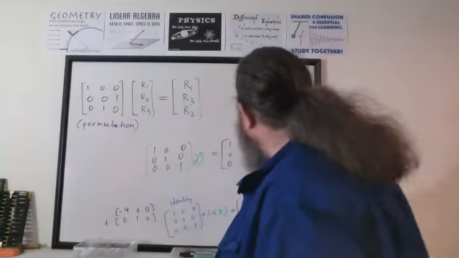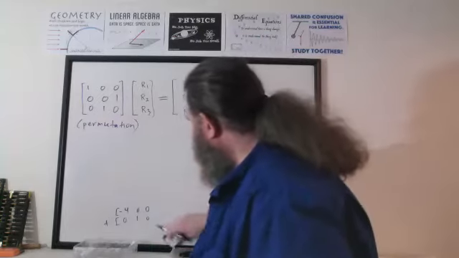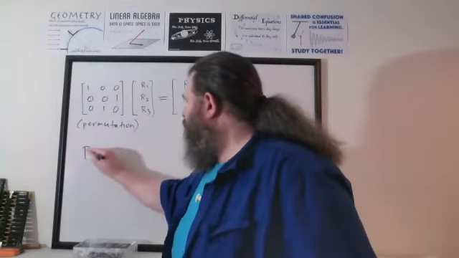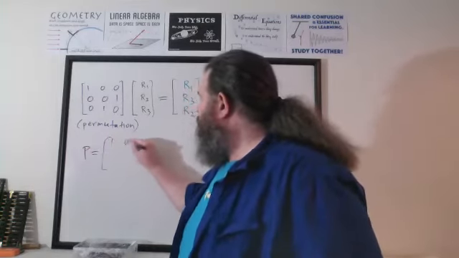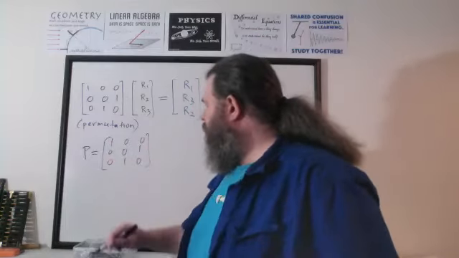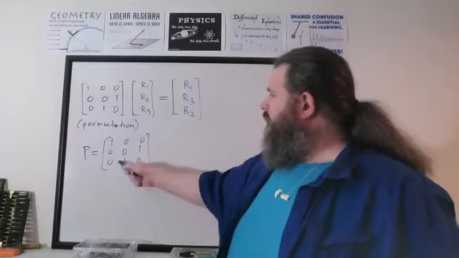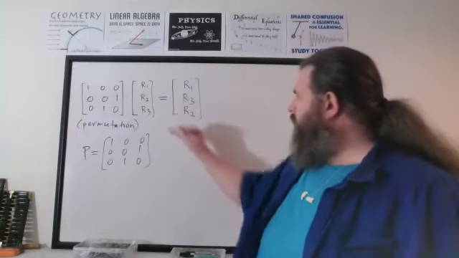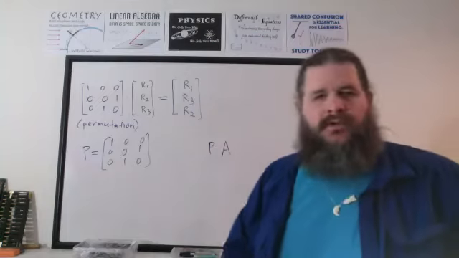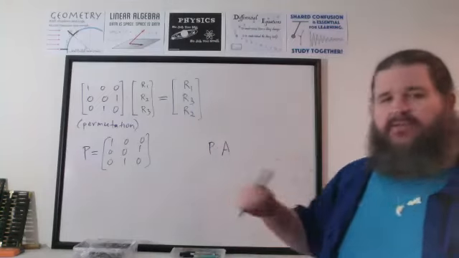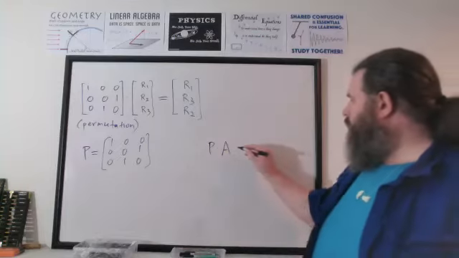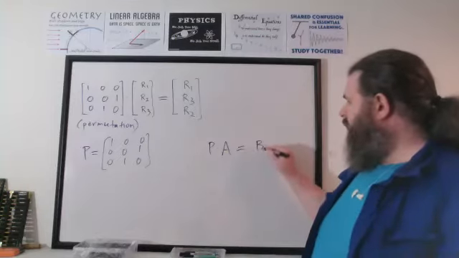And one interesting property of a permutation matrix, let's say we call this permutation matrix P for permutation. If you apply this permutation matrix to, let's say this matrix, let's just call this A, you get a new matrix that's exactly like matrix A, but with row 2 and row 3 swapped. Let's call that matrix B.